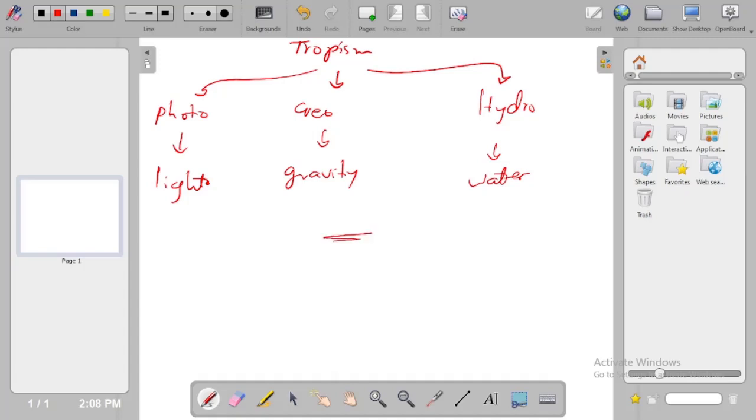The tropism depends on the auxins. The auxins are plant hormones that affect the growth of plant cells. Let's talk about the first type of tropism, that's called phototropism.